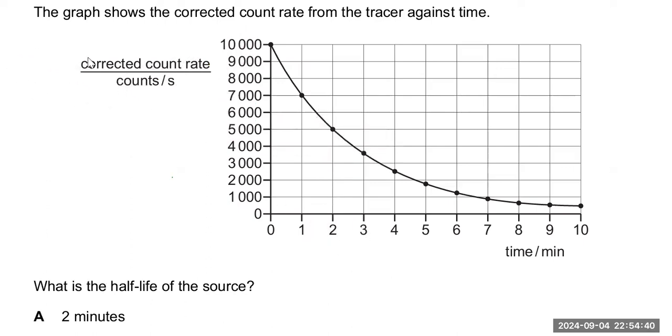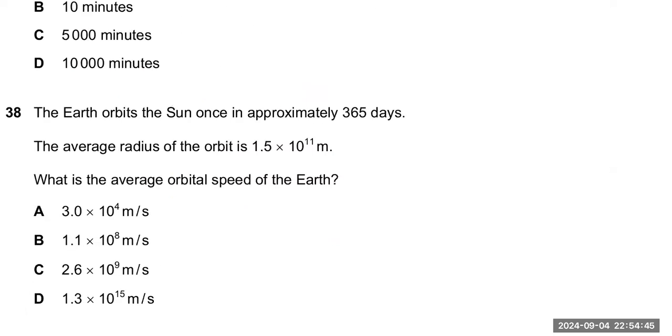Next is from space physics. The Earth orbits the Sun once in approximately 365 days. The average radius of the Earth's orbit is 1.5 × 10^11 meters. What is the average orbital speed of the Earth?